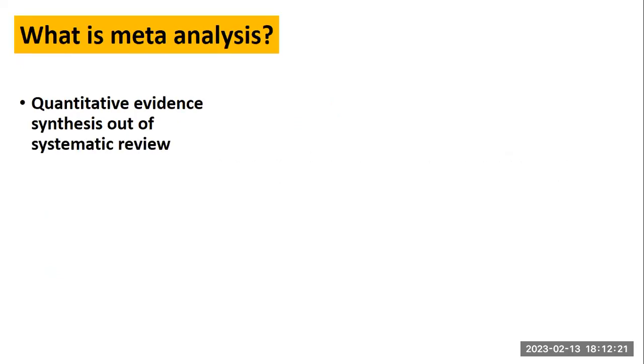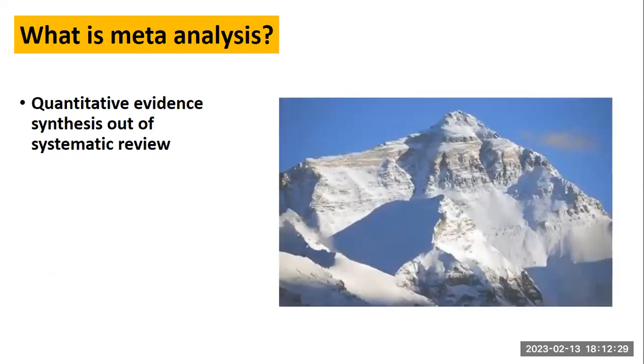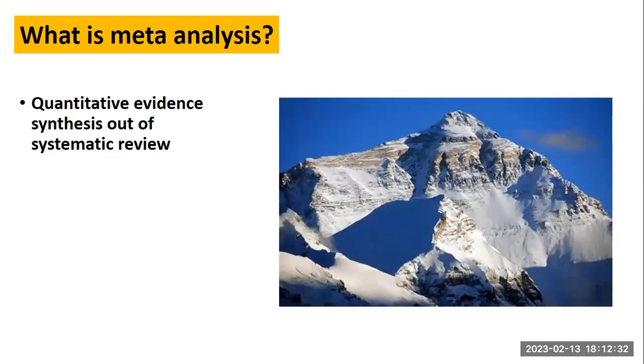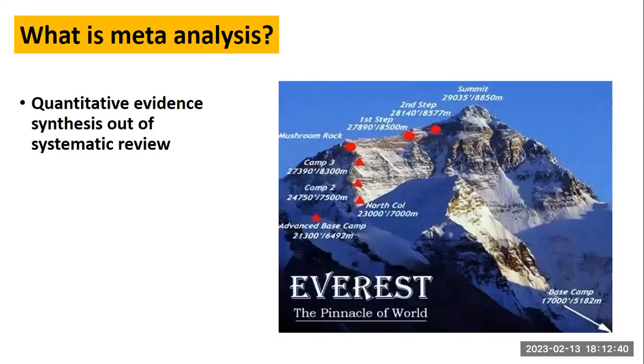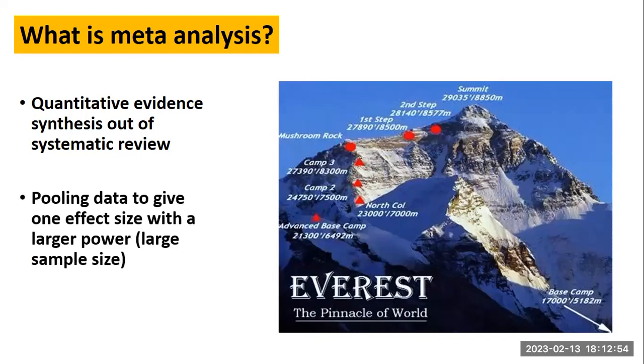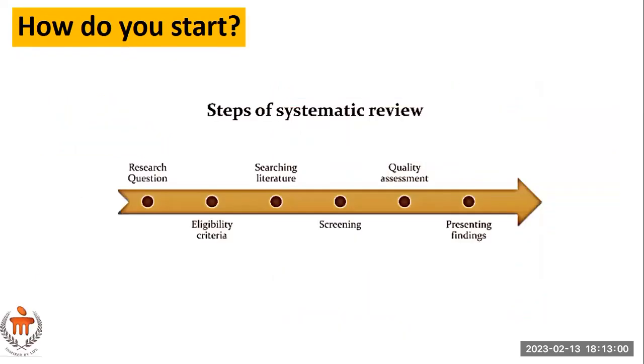Well, what is a meta-analysis? A lot of people confuse systematic review and meta-analysis. Meta-analysis is one step ahead, where we put in quantitative evidence. A lot of data is put together. If you look at this picture of Mount Everest, this is just a description of where Mount Everest is and how it is. But if somebody puts in data where the height is measured in meters and feet, that is the difference between just a systematic review and having a meta-analysis, where pooling the data gives one effect size with larger power and a large sample size. That is what becomes a meta-analysis.